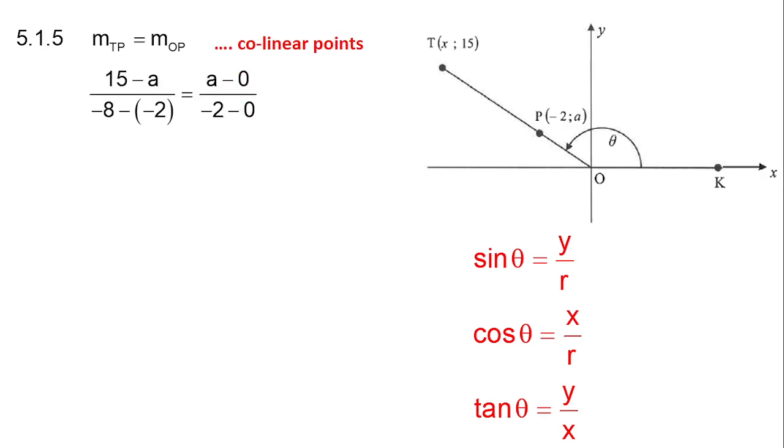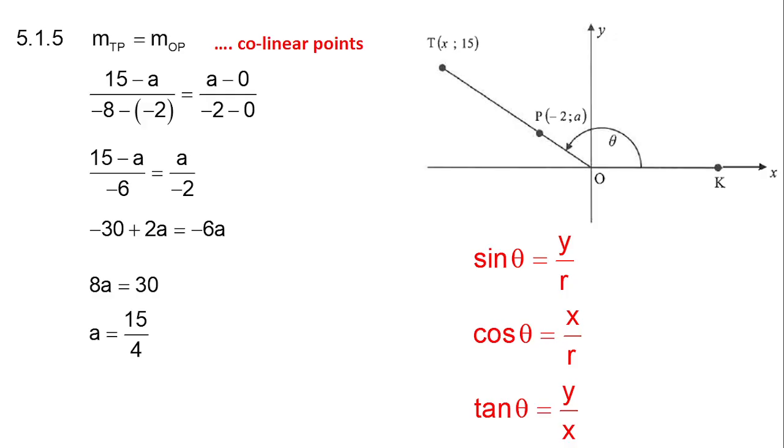So what you can do is write your gradient formula and substitute, and you can see that you only have A as an unknown. We cross multiply and end up with a linear equation. You transpose minus 6A to the left hand side and minus 30 to the right hand side, and you divide by 8 on both sides to get A being 15 over 4.